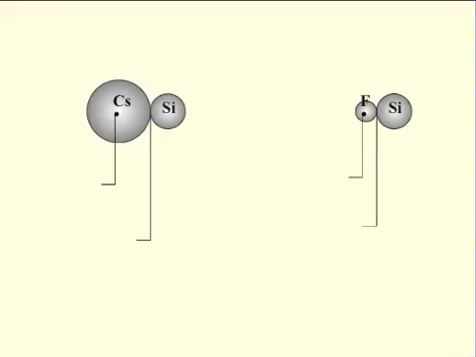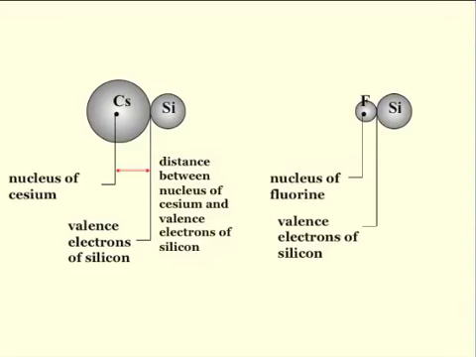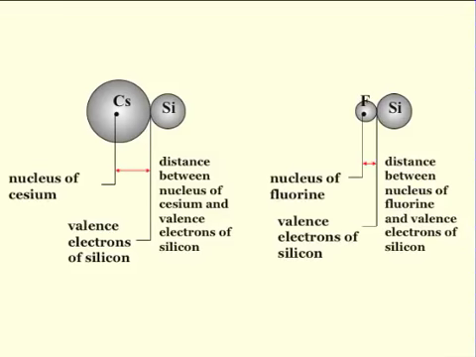Okay, so if we look here, we've got the nucleus of cesium, and then we have the valence electrons of silicon. Here's the distance between the nucleus of cesium and the valence electrons of silicon. So there's quite a large distance in there. And if we compare that to the nucleus of fluorine and the valence electrons of silicon, we've got a smaller distance between them. Alright, so that's because fluorine's so much smaller, there's less shielding of those electrons. So you can see there that the electrons are pulled towards the silicon.